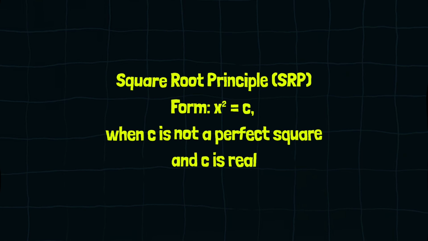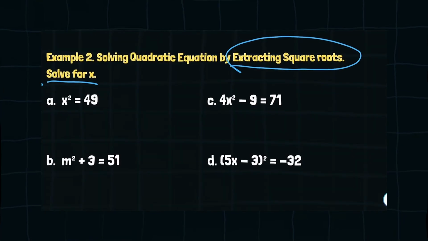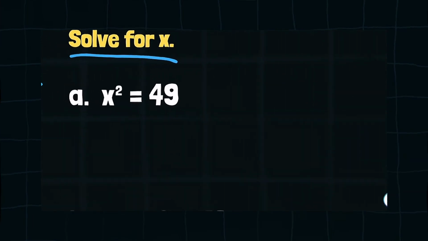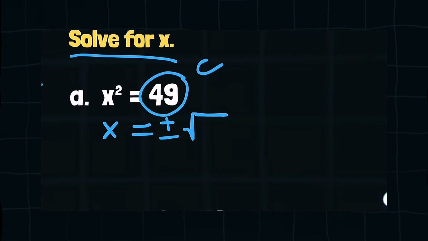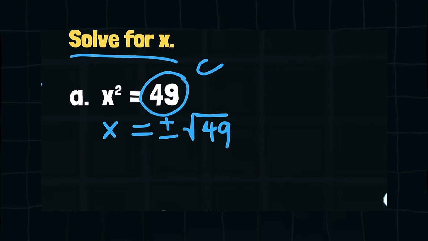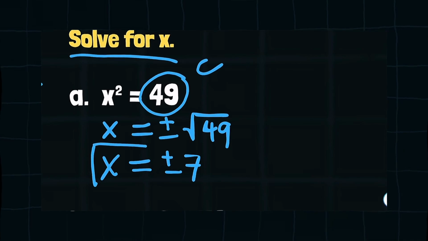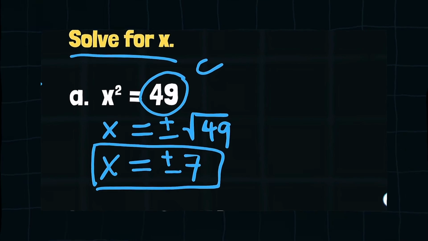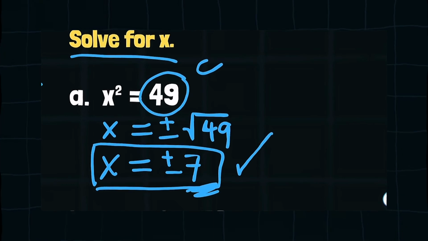For our next set of examples, we need to solve quadratic equations by extracting square roots. Let us solve for x for the first given, x² = 49. Applying the square root principle will make our lives easier here. We write x = ±√c, which is 49 in this case. Then we have to simplify the radical. Since 49 is a perfect square number, it will be easy for us. The square root of 49 is 7. Finally, we have x = ±7. You can also use the term positive or negative 7 as well, if you insist. Therefore, the two solutions are +7 and −7.